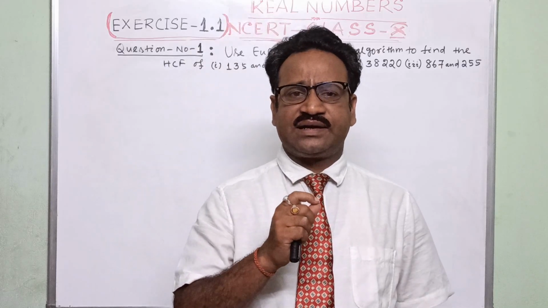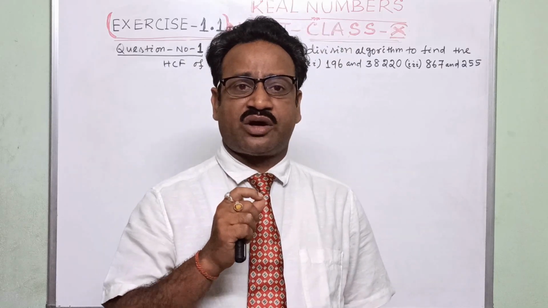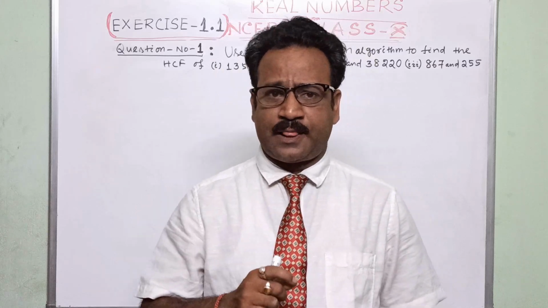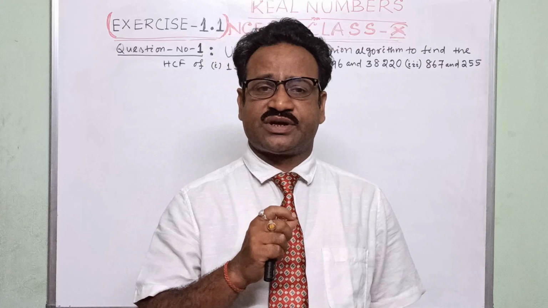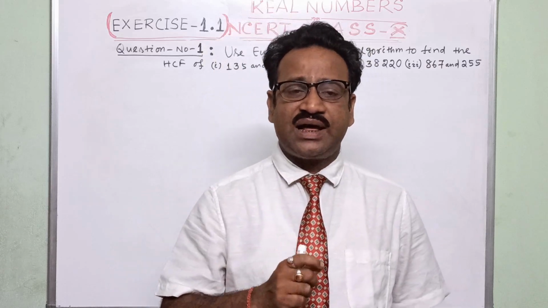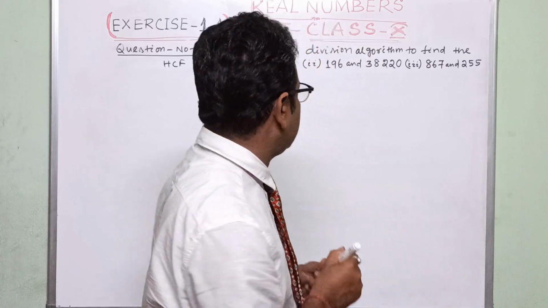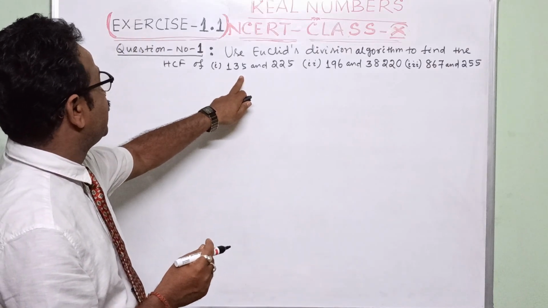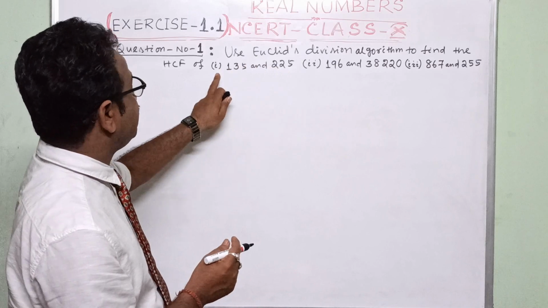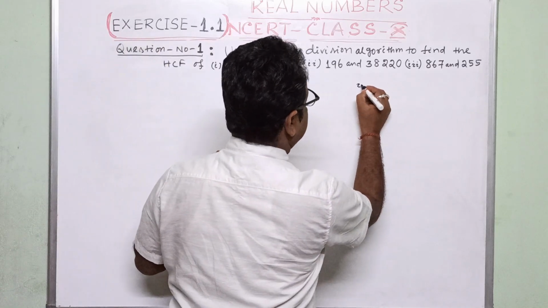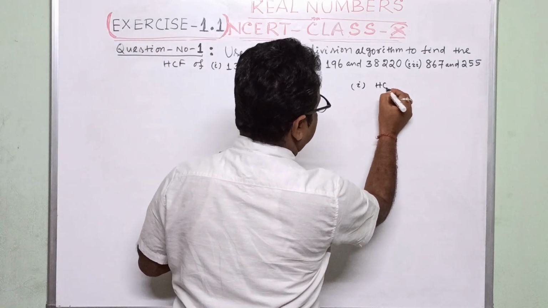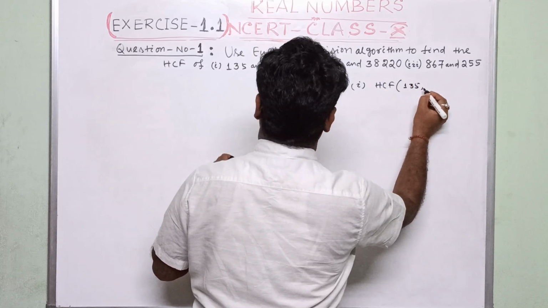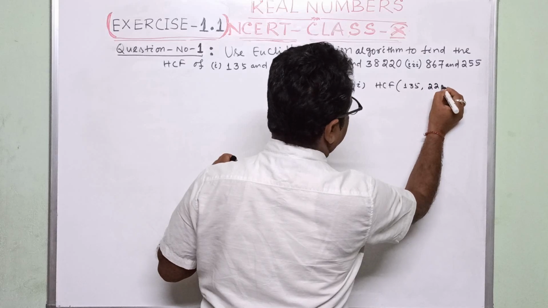Today we'll directly discuss the numerals in exercise 1.1. Moving to question number 1: using Euclid's division algorithm, we have to find the HCF. Question 1, part (i): HCF of 135 and 225.